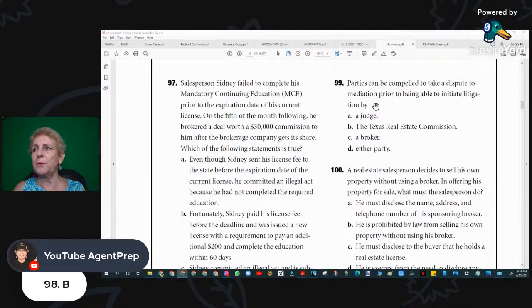Parties can be compelled to take a dispute to mediation prior to being able to initiate litigation by what? A, a judge. B, TREC, the Texas Real Estate Commission, right? C, a broker. Or D, either party. So 99.